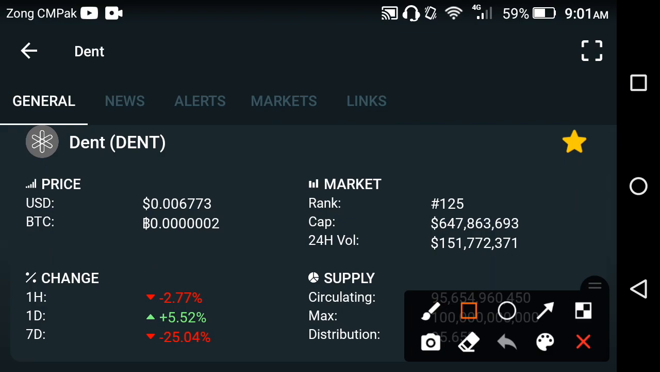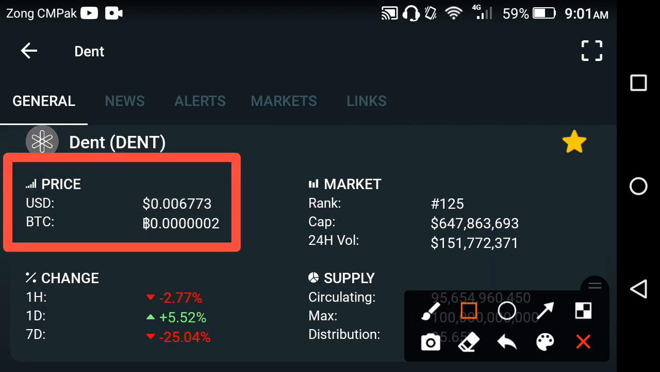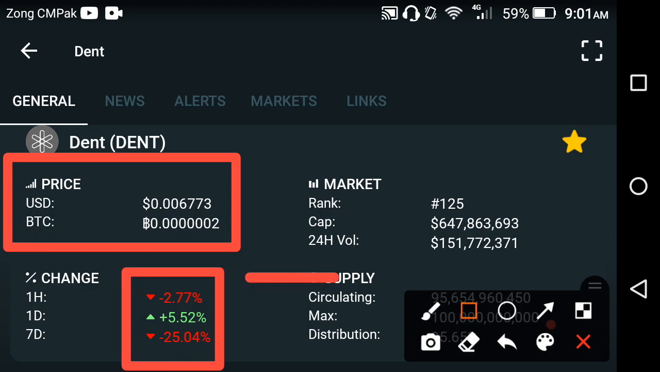So the current price of the Dent coin in the market at this time is 0.006773 USD. On the other side, if you look at the price movements in Dent, the last 1 hour, the last 1 day, and the last 1 week prices have gone negative. Only the last 1 day pricing is positive. That means the Dent coin started jumping from the previous last 1 day, friends.